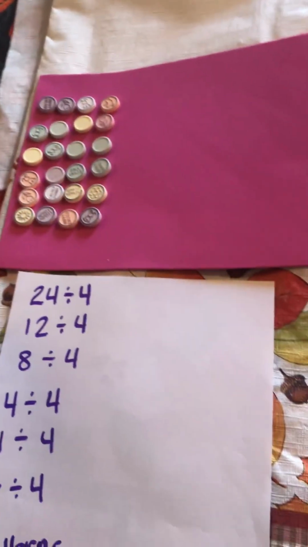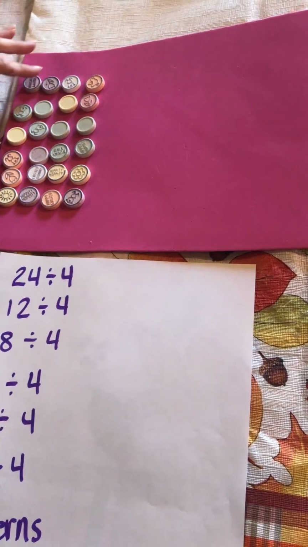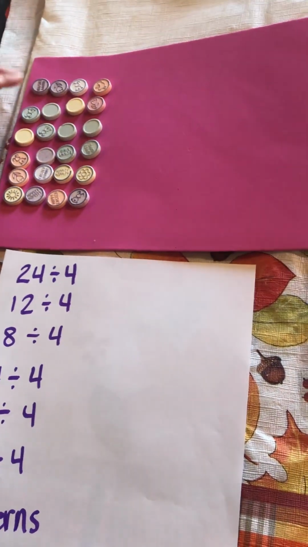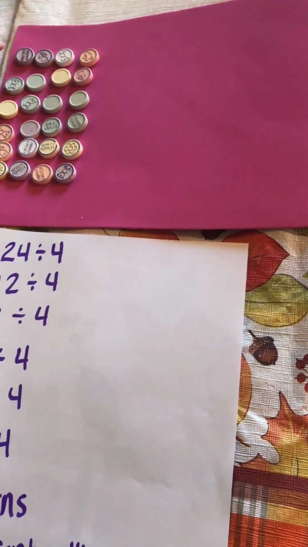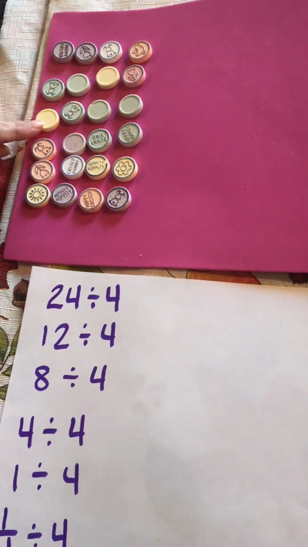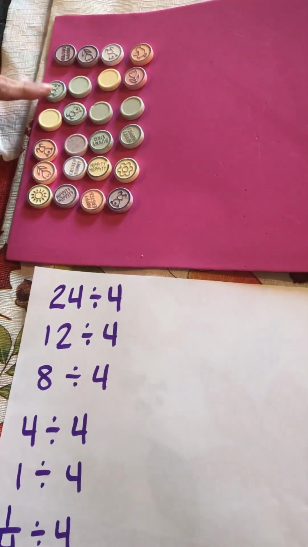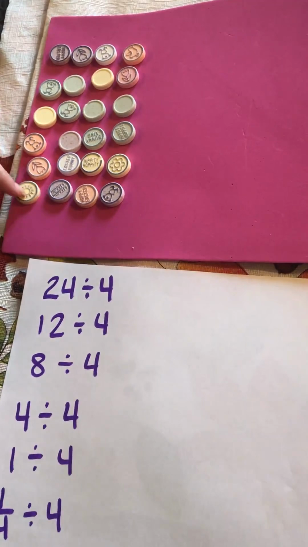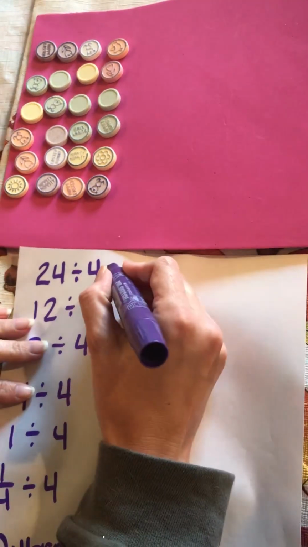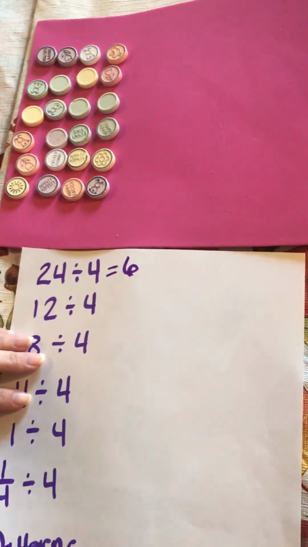Alright, so now I've got 24 sweethearts that I'm going to be sharing with 4 students. So as you can see, I've got the 4 students and they're sharing the 24 sweethearts. So 24 divided by 4 is going to give me 1, 2, 3, 4, 5, 6. So they would each get 6 sweethearts.